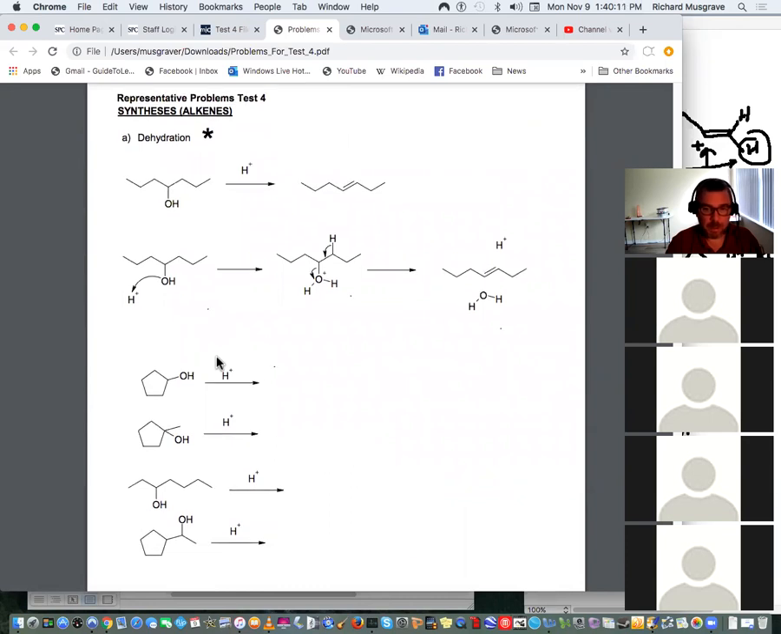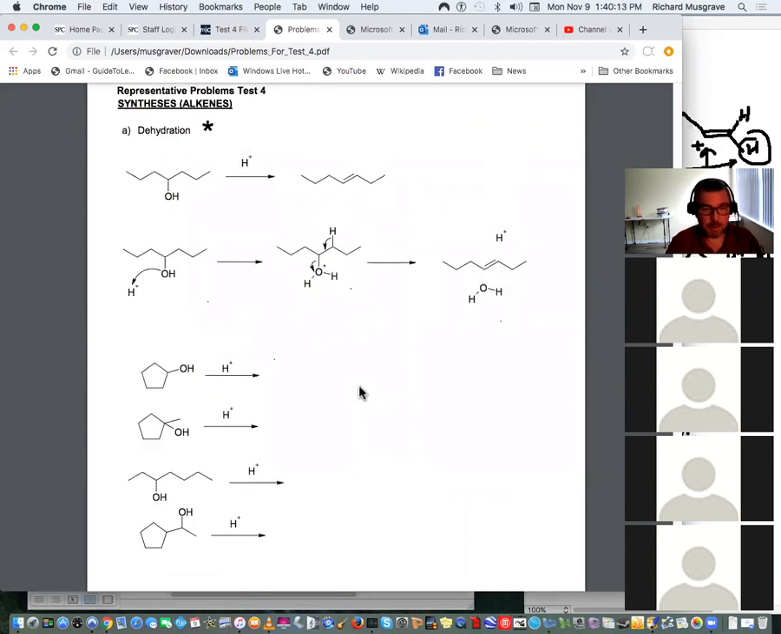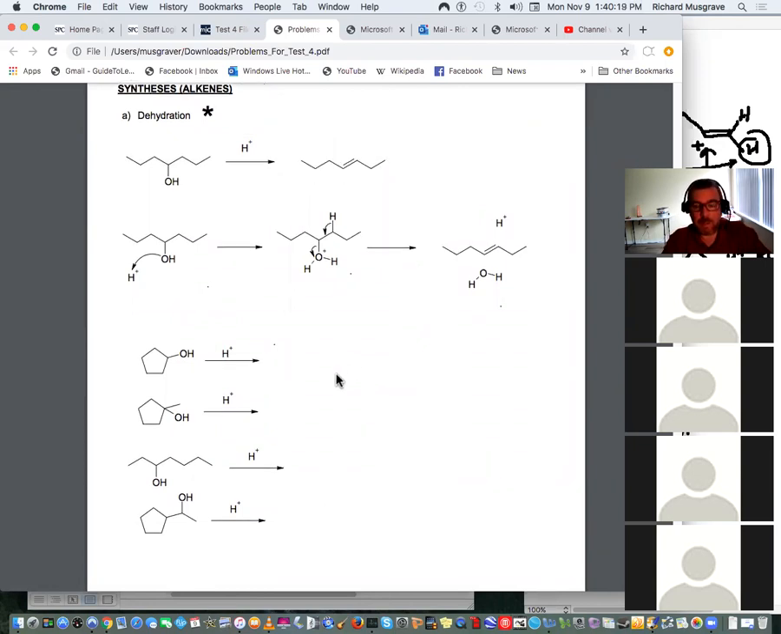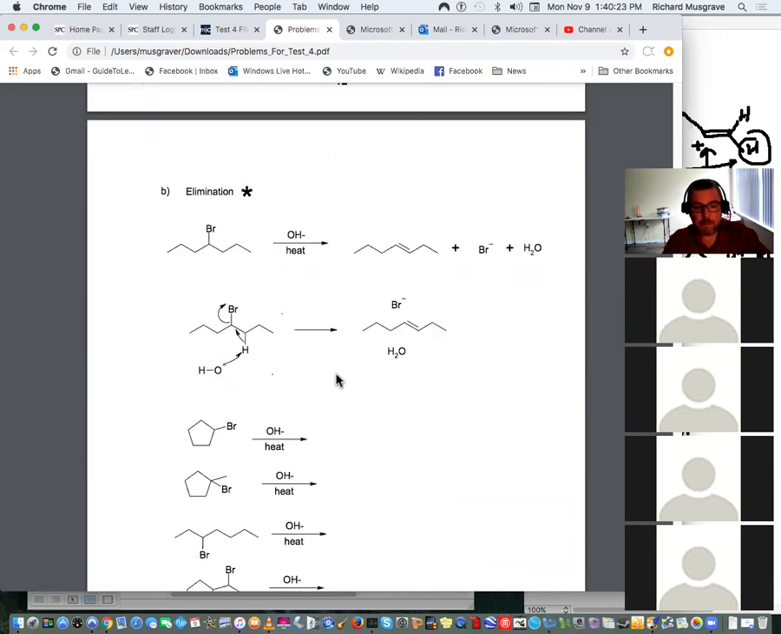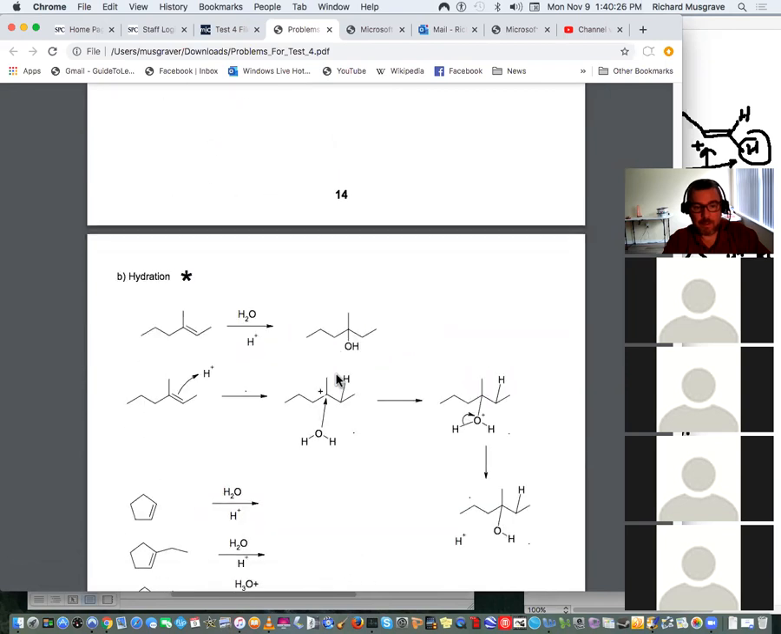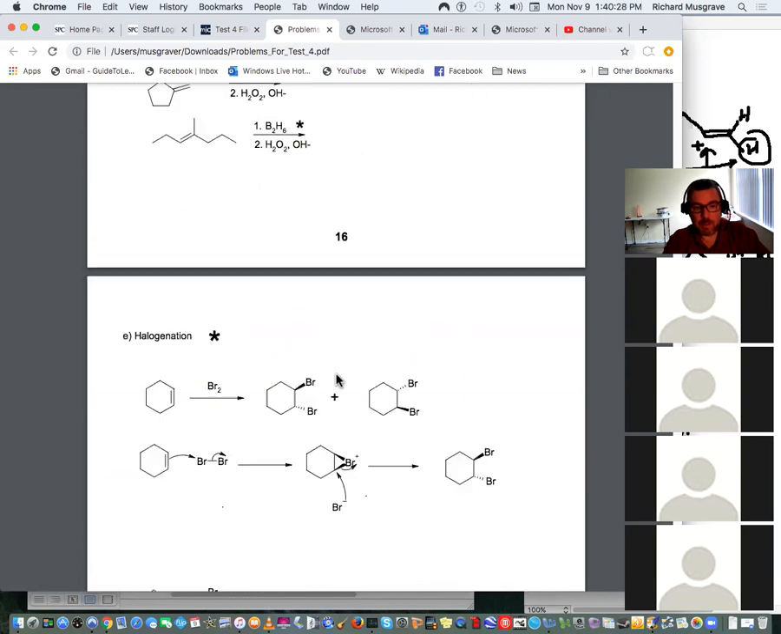So starting on page, what page is that? Page 12. You'll have all of these different examples that you can do and then compare them against another file, just like we did for test 3. Same kind of deal. That's so you can learn the mechanisms.